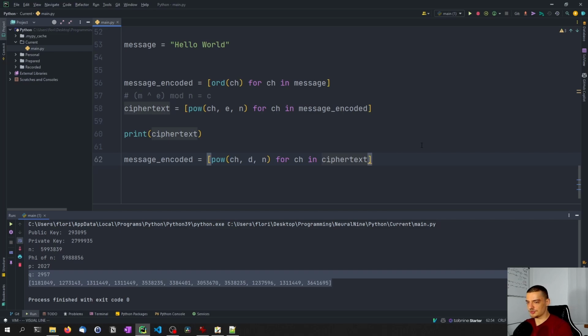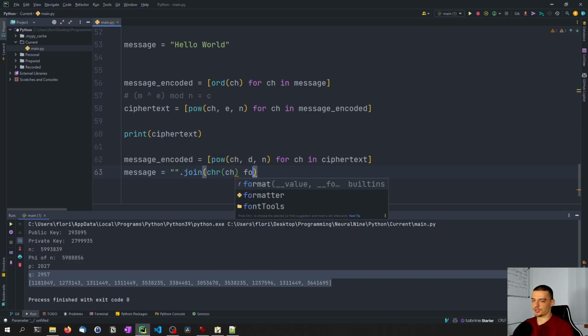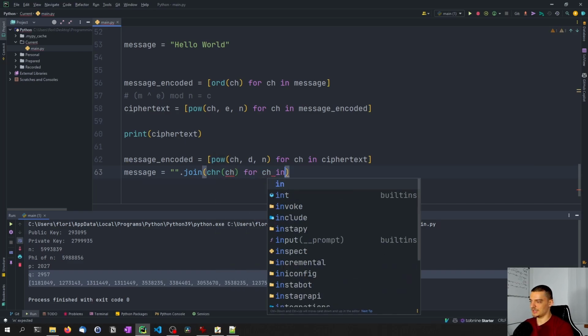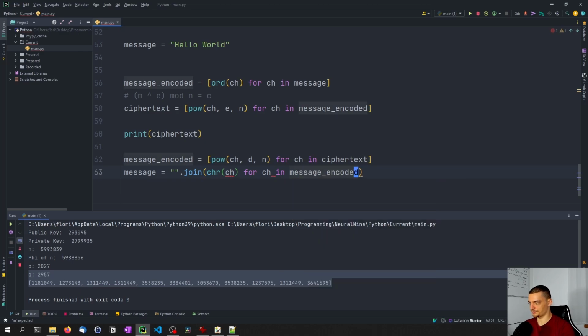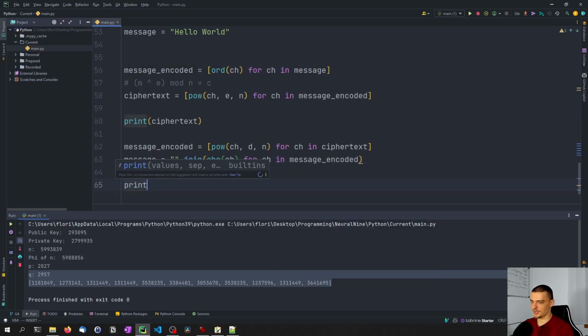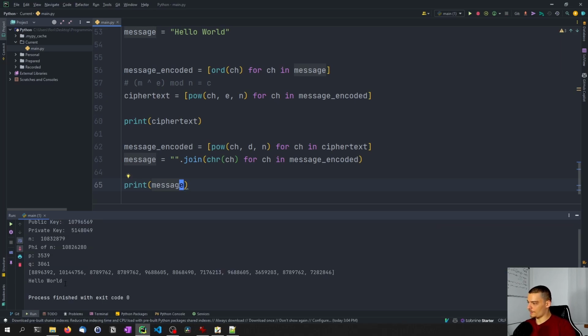And then all we have to do to get the actual message is we need to say message equals join on an empty string, join the chr function, which is the opposite of the ord function, for each character in the encoded message. And then we can print that decrypted message. There you go. Hello world.